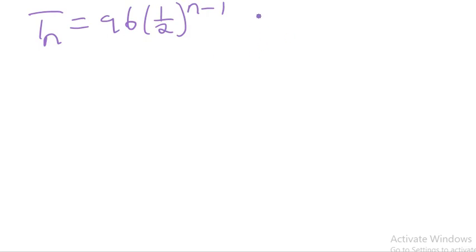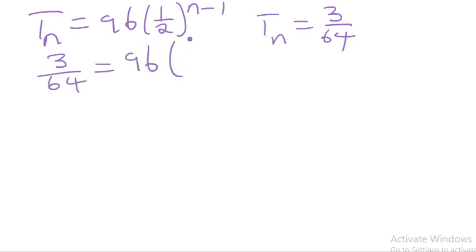So since we are given Tn, which is equal to 3 over 64, we need to do substitution. Where there's Tn, we just write 3 over 64. So I'm doing substitution now. 3 over 64 is equal to 96, and then open brackets 1 over 2 to the power of n minus 1. Remember, we are looking for n. We need the value of n there. But now we need to get rid of that 96 there.